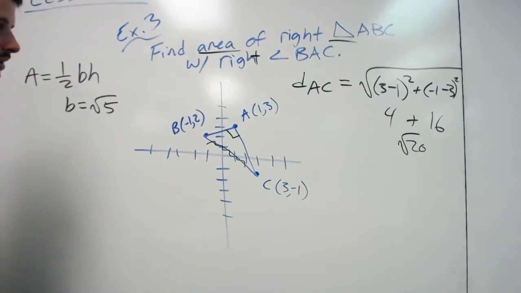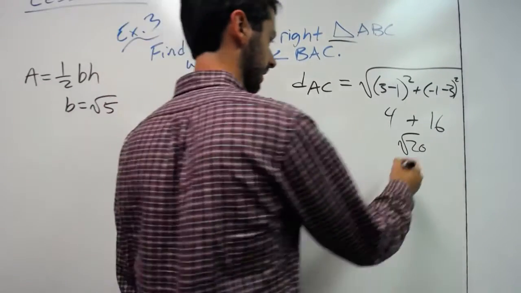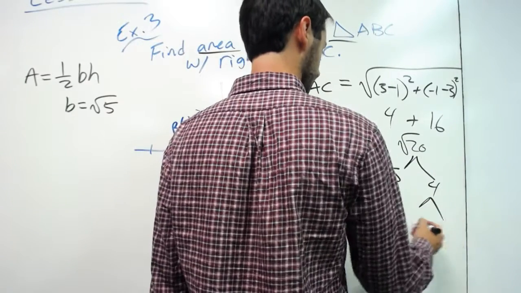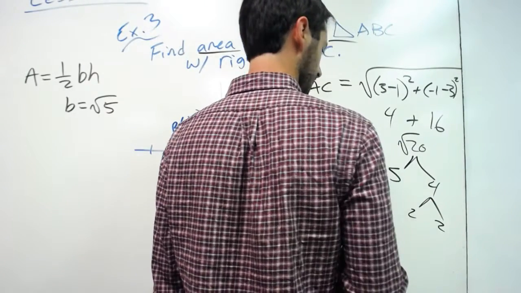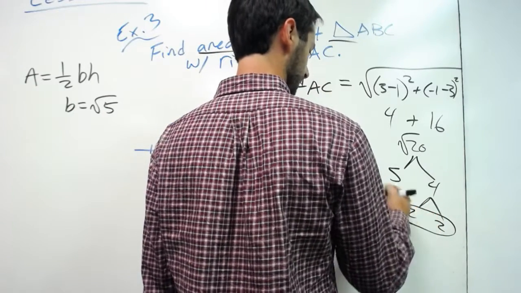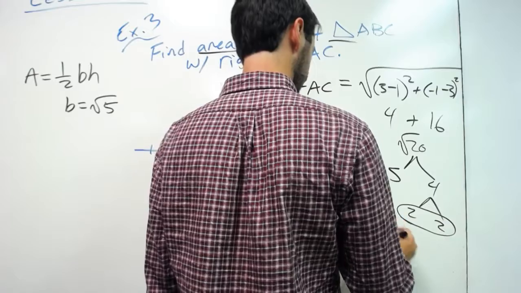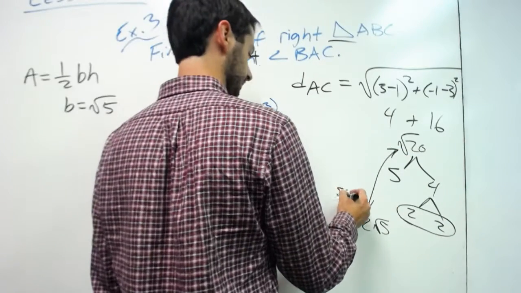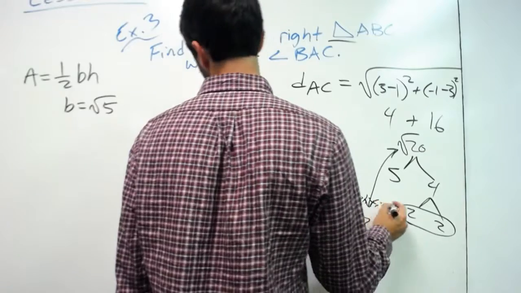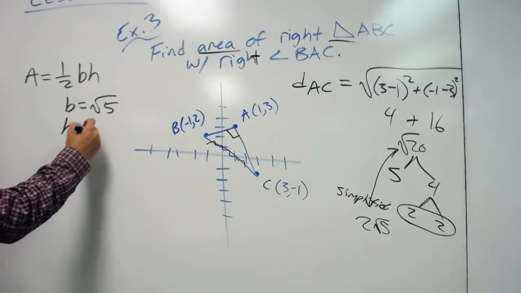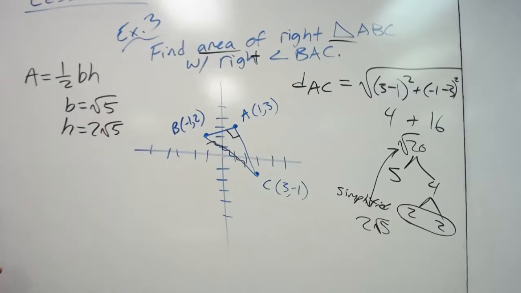Now I'm actually going to go ahead and simplify that radical, because 5 and 4 are not prime numbers. So this simplified would be, take the 2 2's out, and it'd be 2 radical 5. They're the same thing, I just simplified. And now we know our height. So we plug it into our formula.